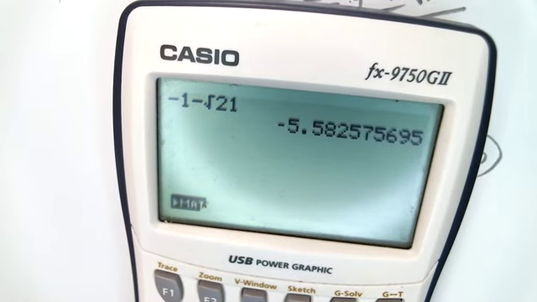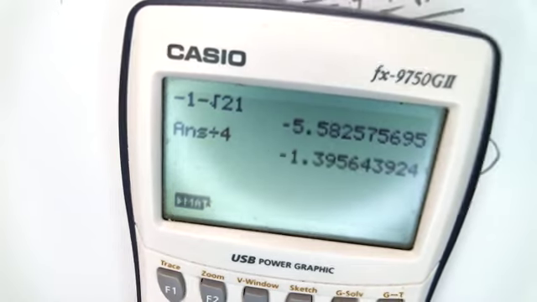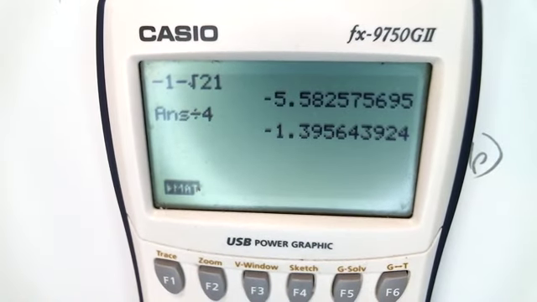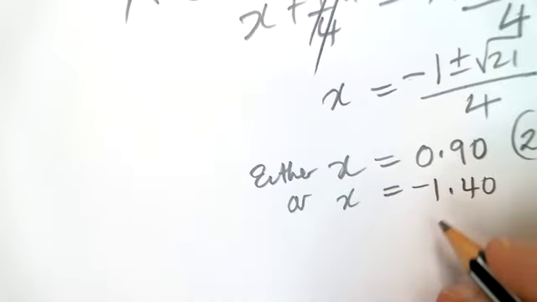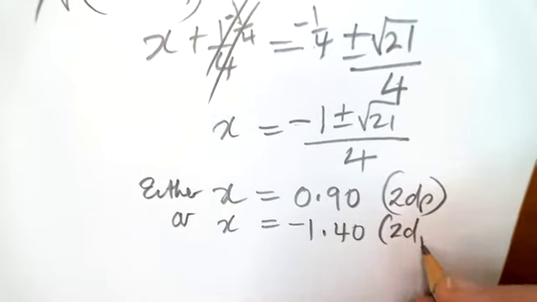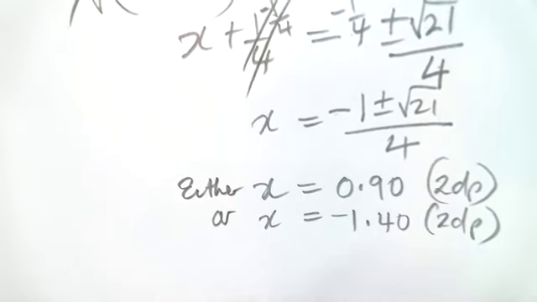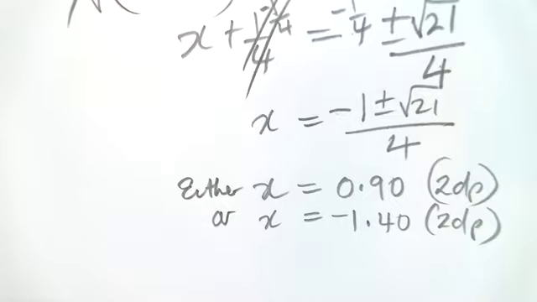Negative 5.58 divided by 4 is negative 1.395. So I'm going to call it negative 1.40. That's what I'll write. Equals negative 1.40. Again, should write 2dp here. Have not been writing 2dp. Very bad. But nonetheless, that's how I would now write the answer. Okay, hope that makes sense.